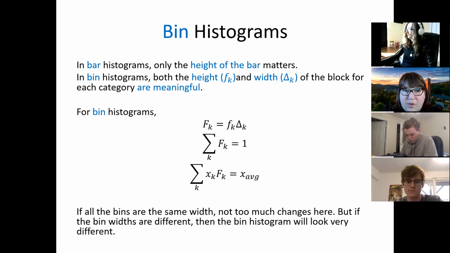So if it turns out you have a bin histogram where all the widths are the same, you pretty much have a bar histogram. But a bin histogram can have bins of different widths. Let's see an example here.